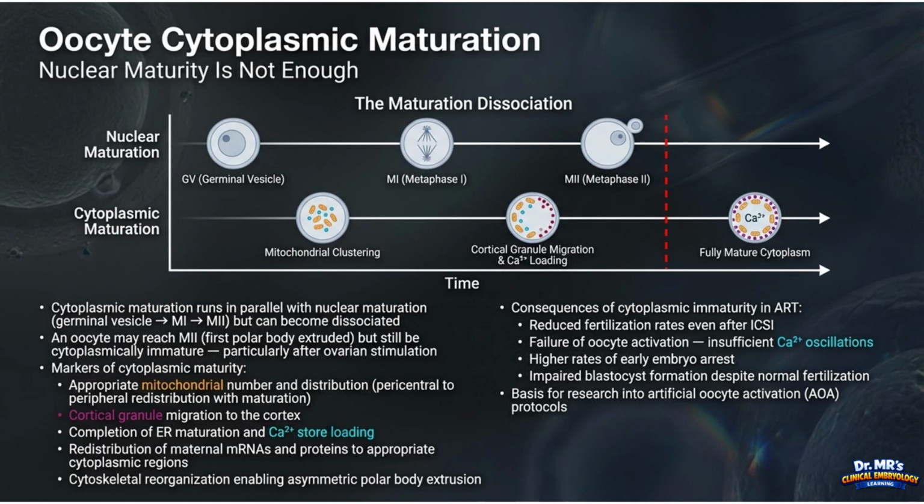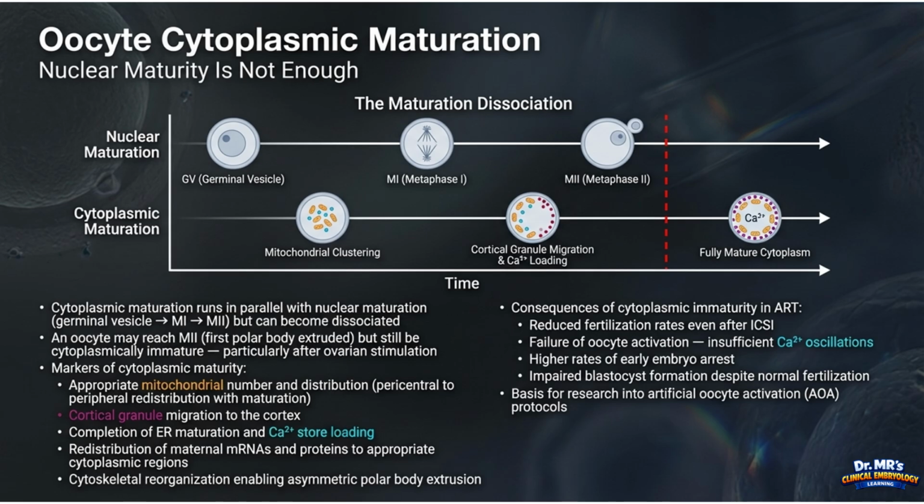We can confirm nuclear maturation with confidence. The presence of the first polar body in the perivitelline space tells us the oocyte has completed germinal vesicle breakdown, progressed through metaphase 1, and is now arrested at metaphase 2, ready for fertilization from a nuclear standpoint.